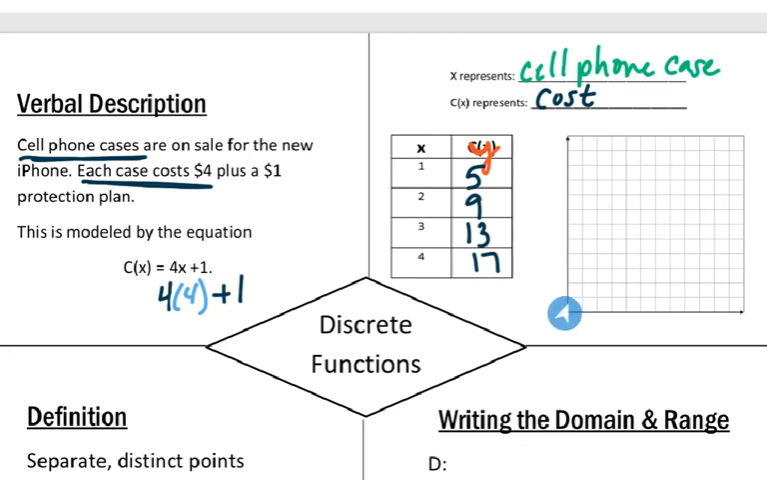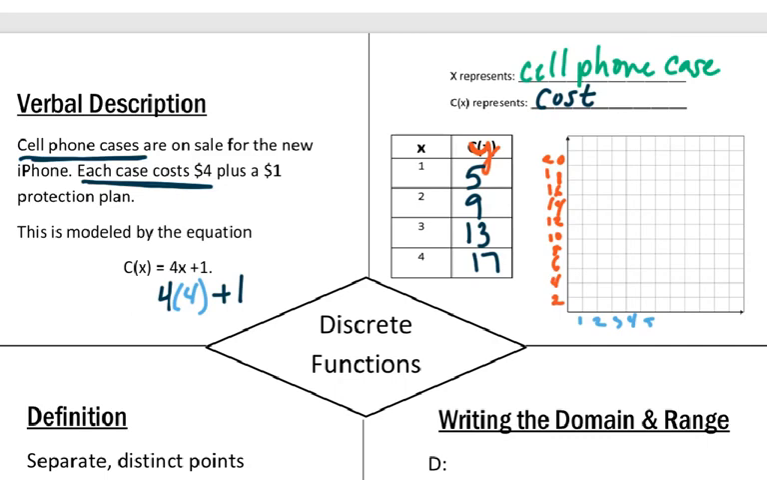So now that I have these points, I'm going to graph them on this coordinate plane right here. But because I see that I don't have 17 boxes going up, I'm going to take my y values and count by 2. So this is 2, 4, 6, 8, 10, 12, 14, 16, 18, 20. Big enough? And then my x values are fine. X values are small, so I can count those by ones: 1, 2, 3, 4, 5. I don't even have to go past that.